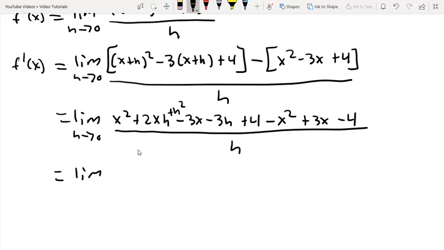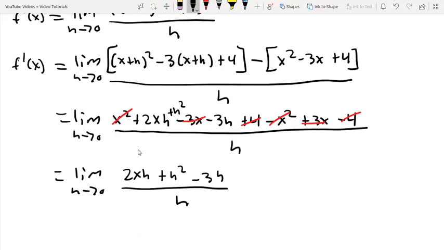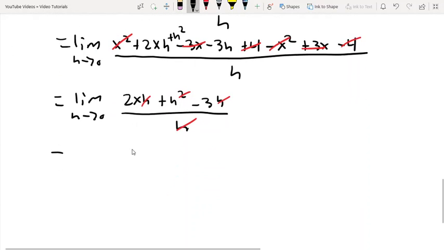So keep simplifying here. We'll get the limit as h approaches 0. And we'll notice that a few things cancel out from the top here. These x squareds, they'll go away. The 4 here, those can cancel out. This 3x, those go away. So we're just left with 2xh plus h squared minus 3h over h. And now we can factor out an h here. And it's okay to do that because the limit doesn't actually need to be defined to exist at h equals 0. So we'll get the limit as h approaches 0 of 2x plus h minus 3.